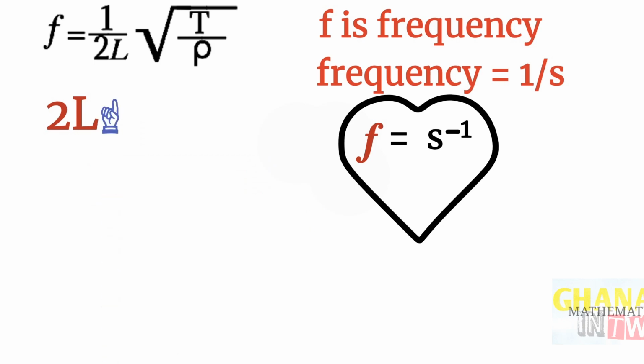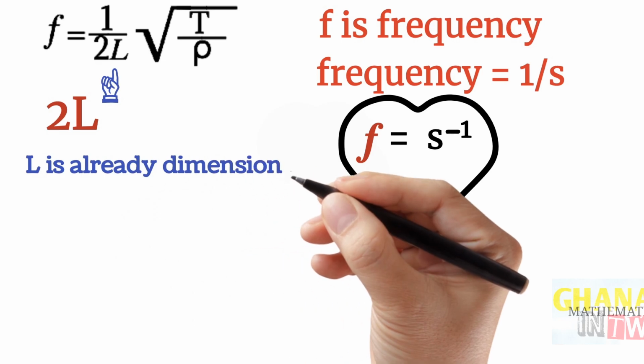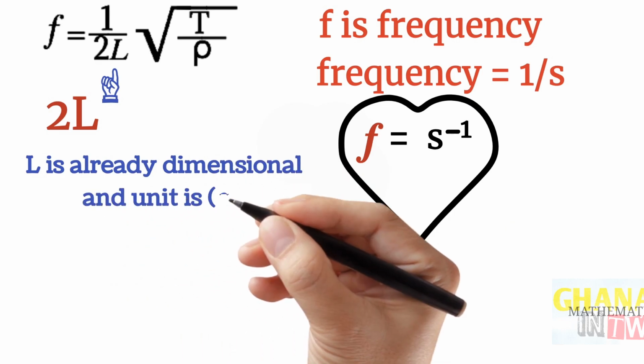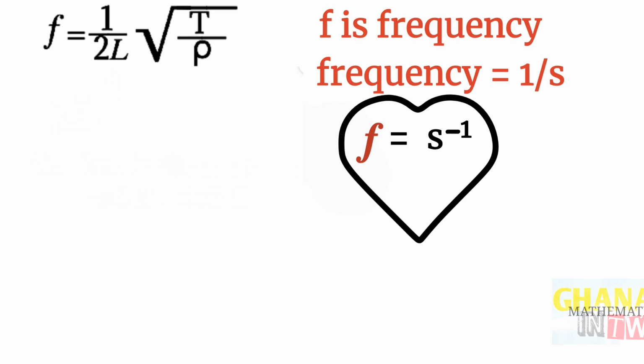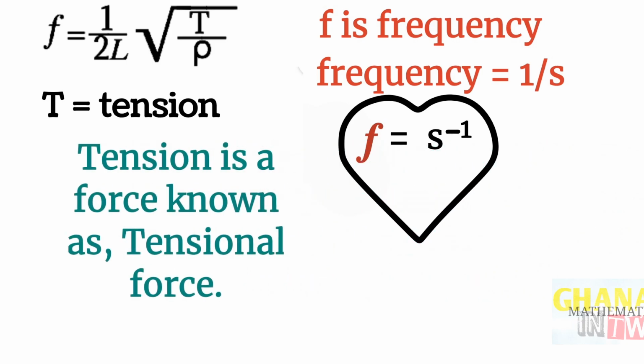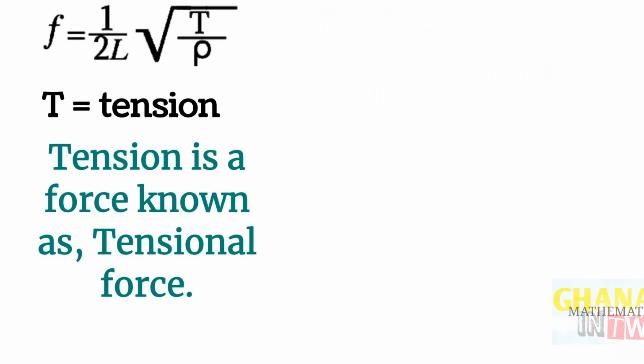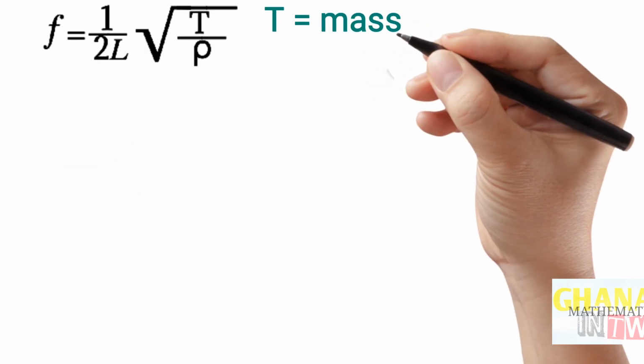2L, what is 2L? I have pointed a finger at the 2L. L is already a dimension and its unit is meters. So we already know the L. What about the T? The T is tension. Tension is also a force, known as tensional force. Please put f equals s raised to the power minus 1 into your head.